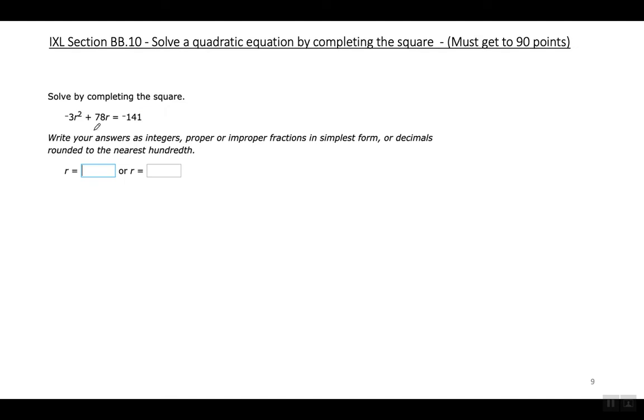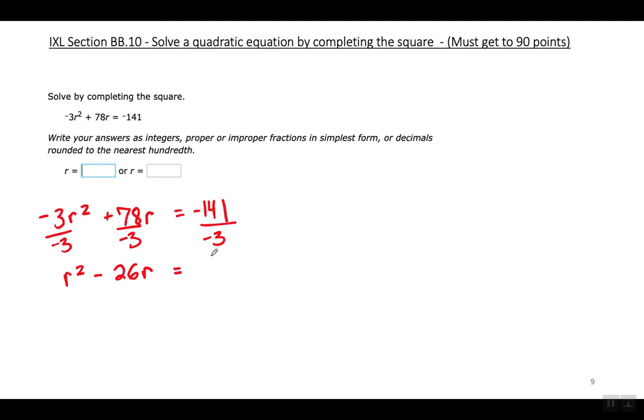Alright, so here's my next example. Again, in this example, a is not positive 1, so I've got to make it positive 1. I'm going to do that by dividing everything by whatever a is, so I'm going to divide everything by negative 3. That changes the first term into positive r squared. This will be negative 26r equals positive 47.